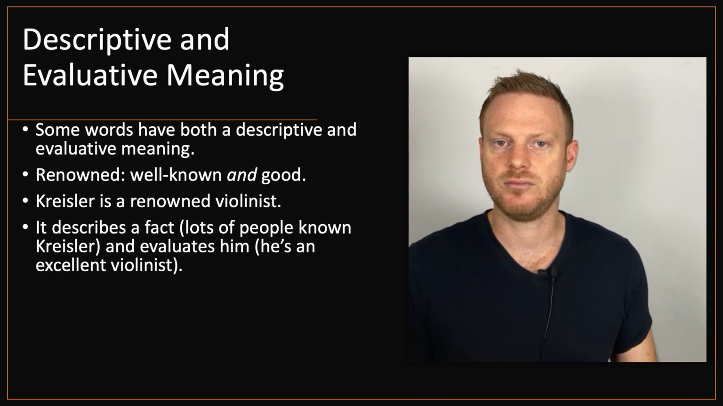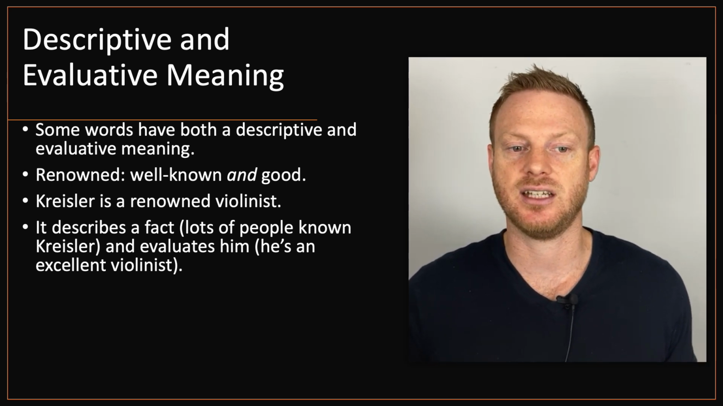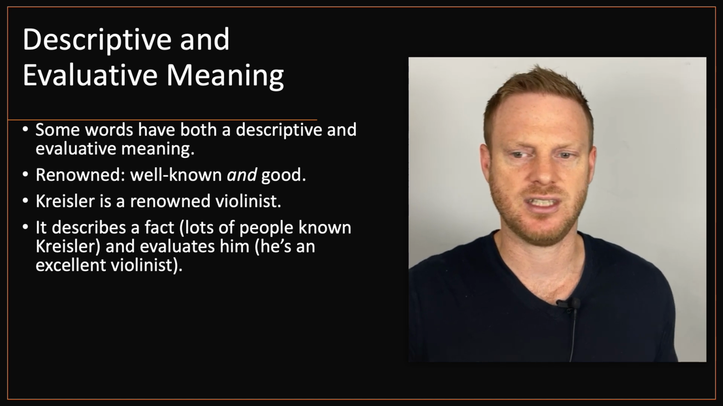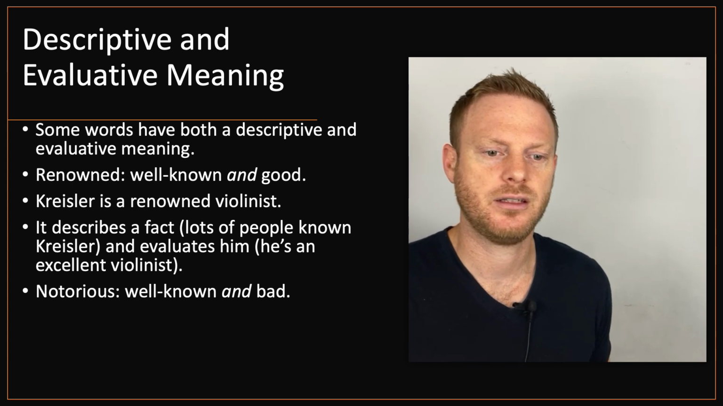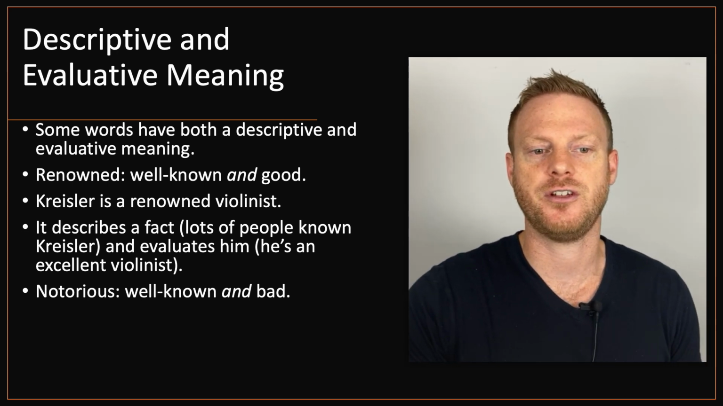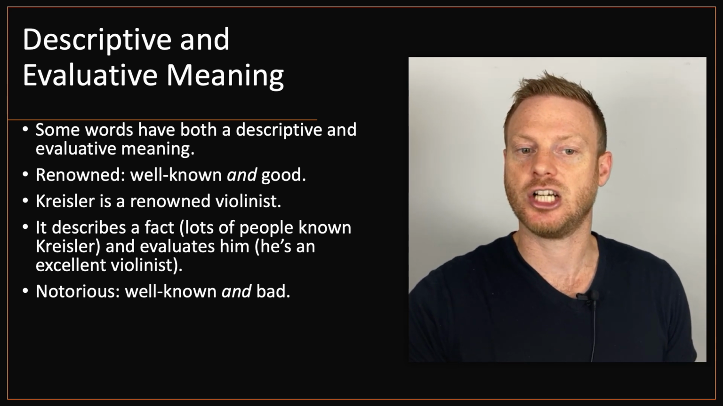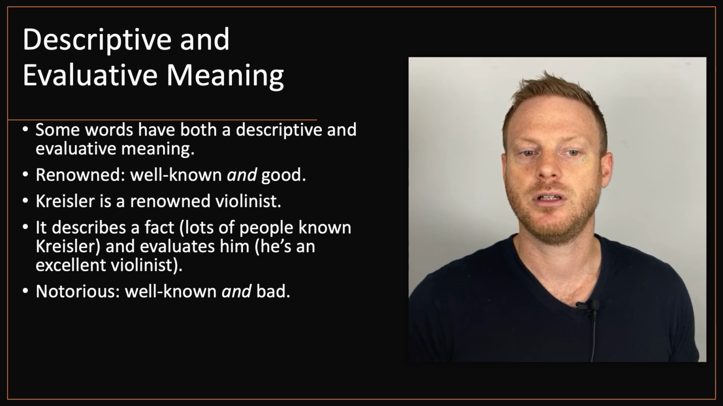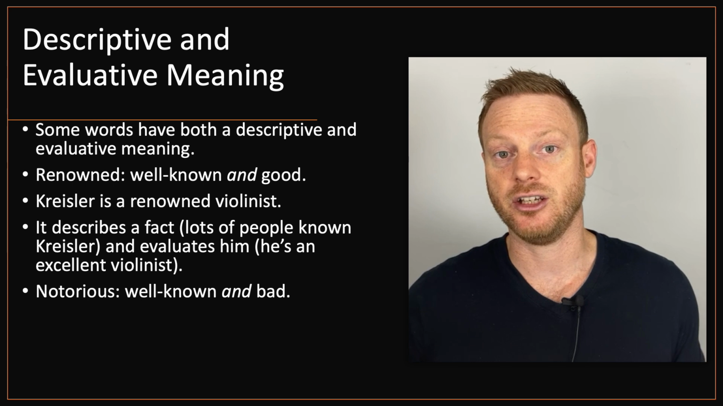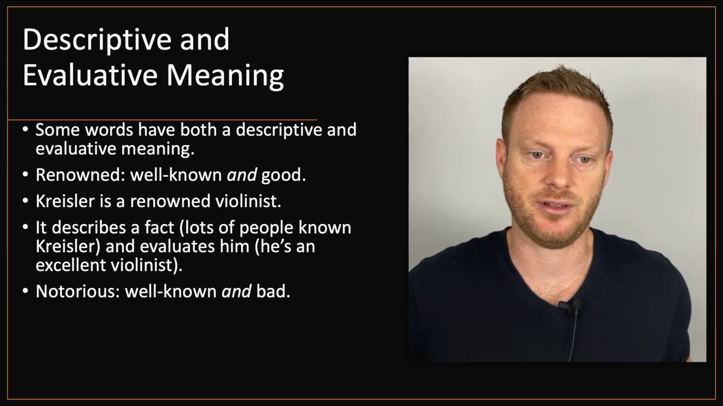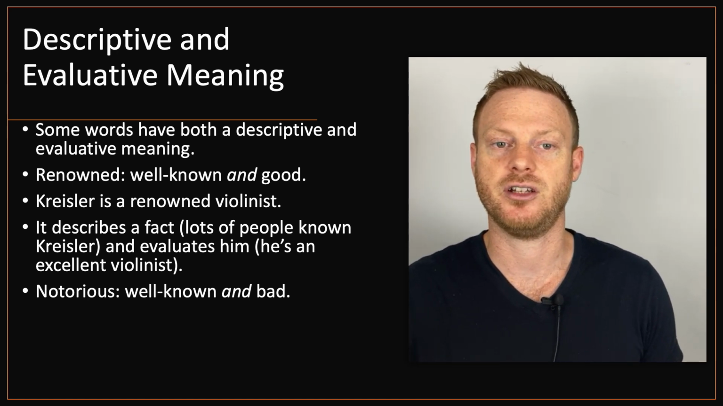So it describes a fact, the fact that lots of people know who Kreisler is as a violinist, and it evaluates him. He's an excellent violinist. I'm assuming it's a he, for no particular reason. Now, the textbook points out that if you, in fact, don't think Kreisler is an excellent violinist, you might agree with the descriptive renowned part. You might agree that he's well known, but you might disagree that Kreisler's all that good, right? You might think that his fame is ill-gotten or something like that. So you may agree with the descriptive content, but you may disagree with the evaluative content of renowned here.